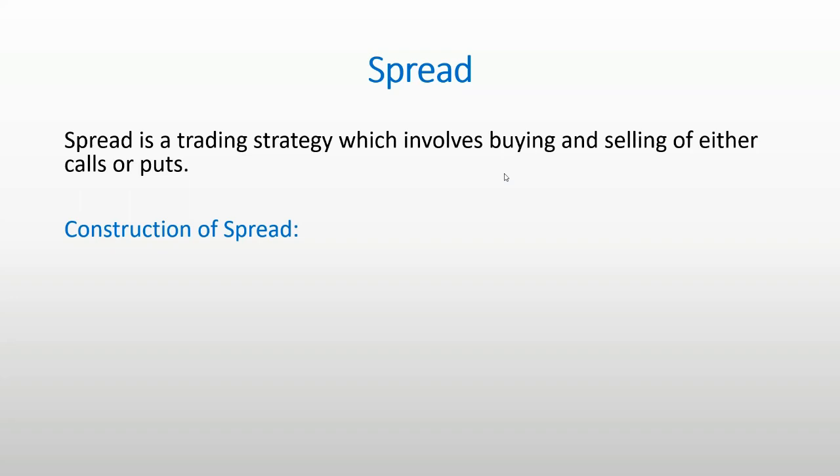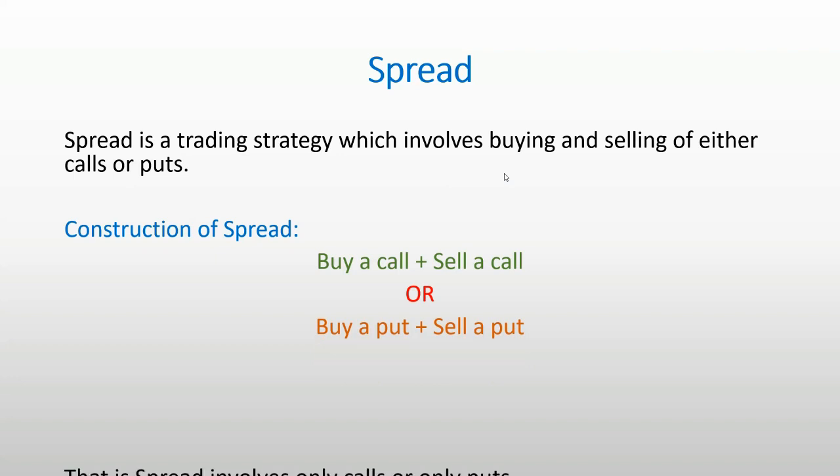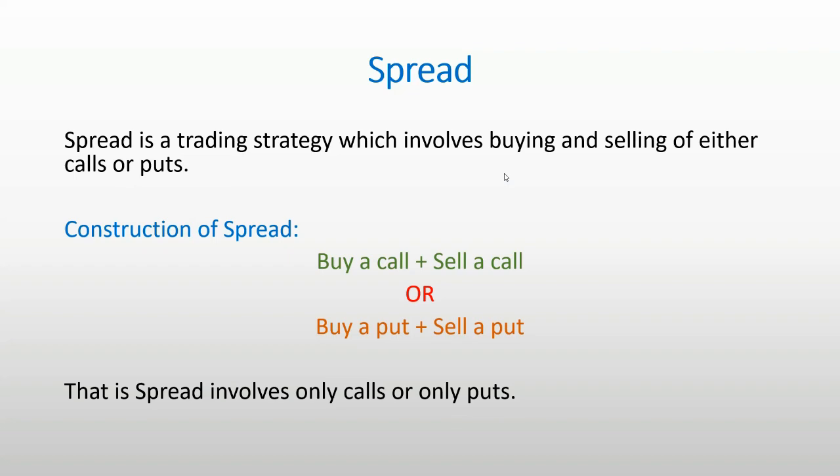So how can we make spreads? Well, we can make a spread by buying a call and selling a call, or equivalently buying a put and selling a put. That means a spread involves only calls or only puts. So why should we add a spread and how does it work? Let's see.